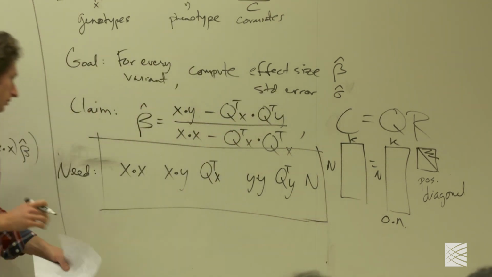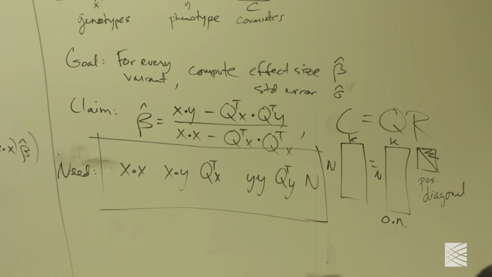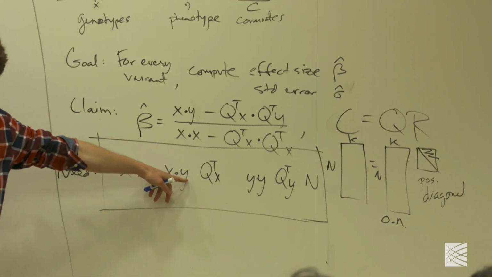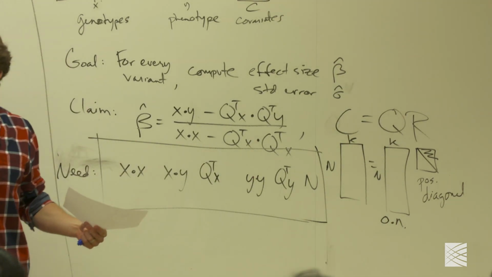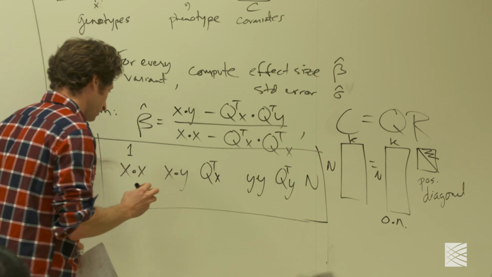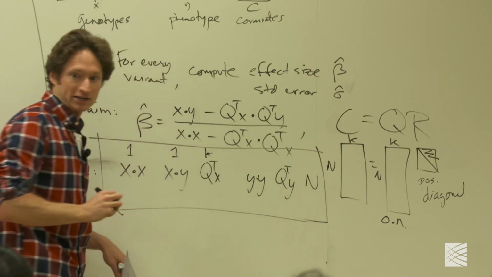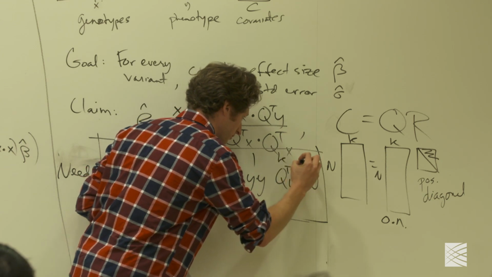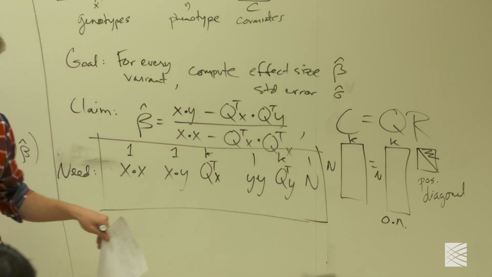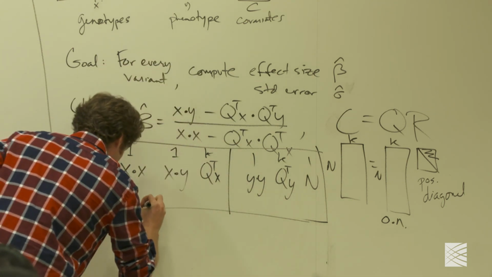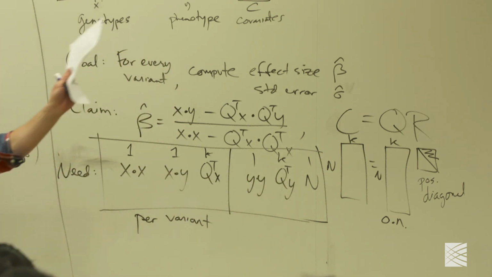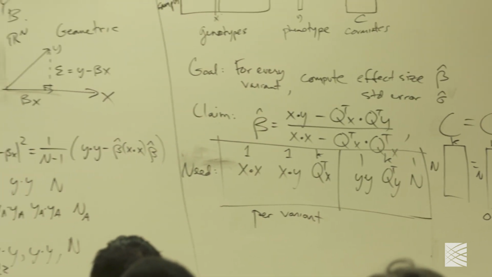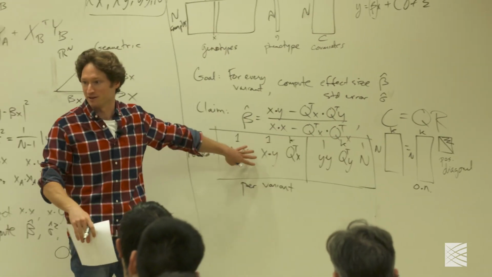Okay, so what's the point? The point is that if we believe this formula, and if we're allowed to share the Q, then each party can compute their shares of these quantities, and then what are they actually communicating? One number, a k-dimensional vector, one number. Very small data, independent of n. And I also want to draw a line here to say that this side is per variant. The other side is once overall. It doesn't depend on the variant. So we can ignore all the cost over here because we just do it once. Here we do it 1,000,000 times.